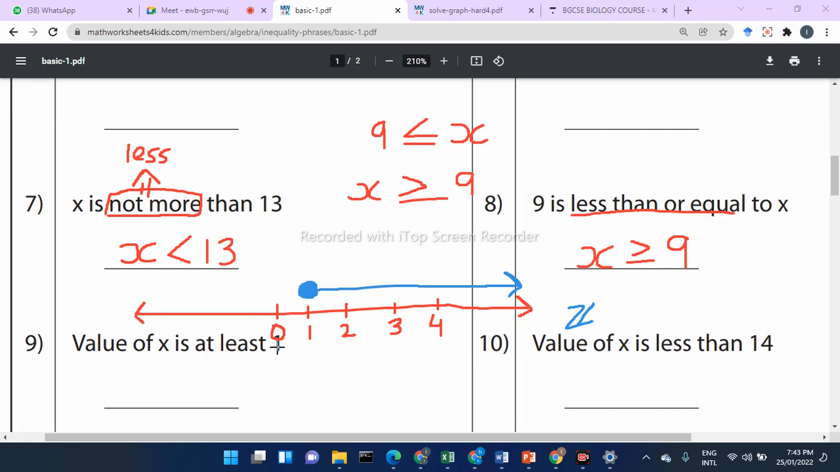How would you write it out, Mr. BG? The value of x is at least 1. So x is bigger than or equal to 1, right? All right. At least 1. All right. The value of x is less than 14. So x is strictly less than 14. Okay.